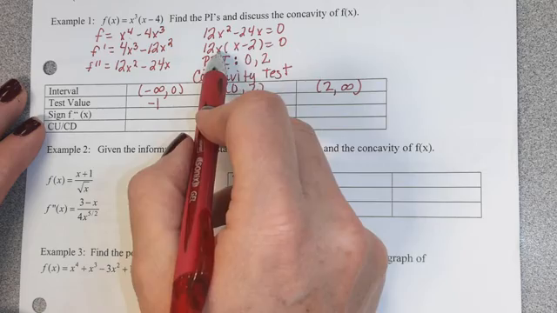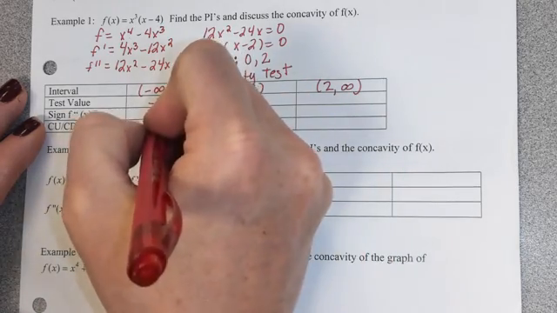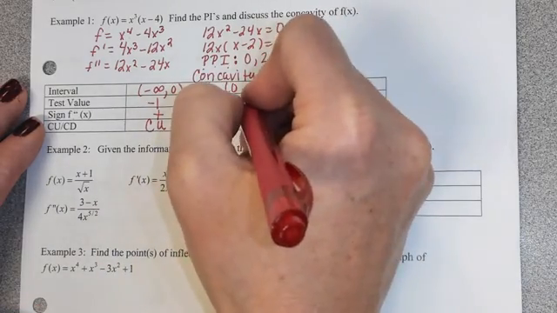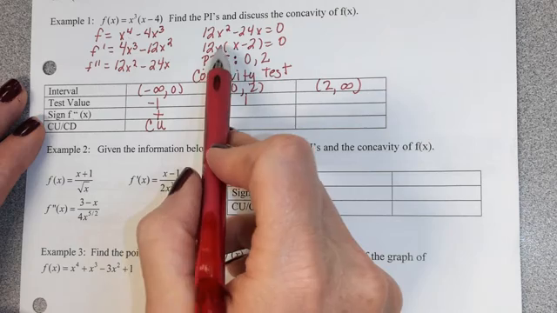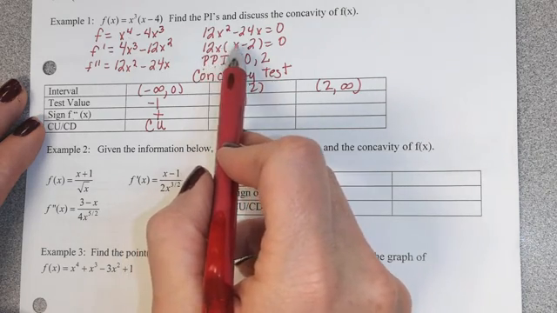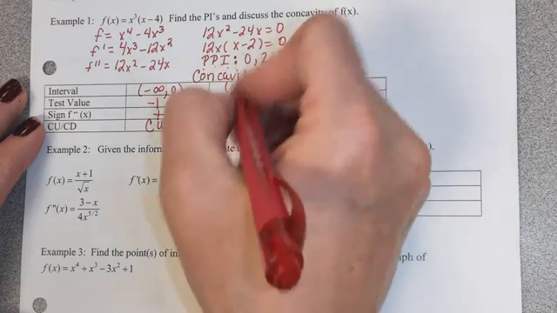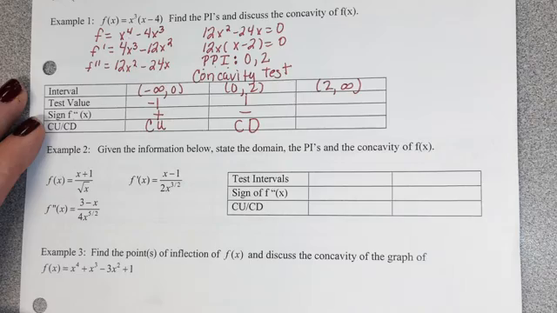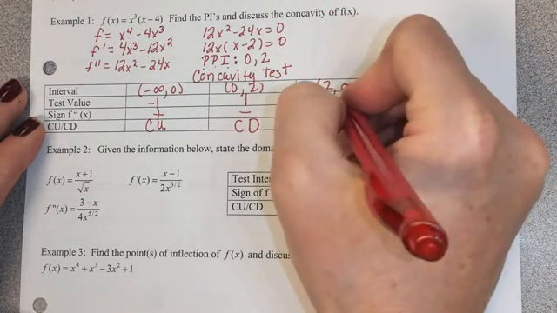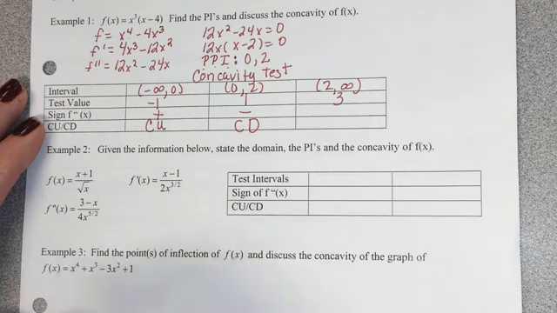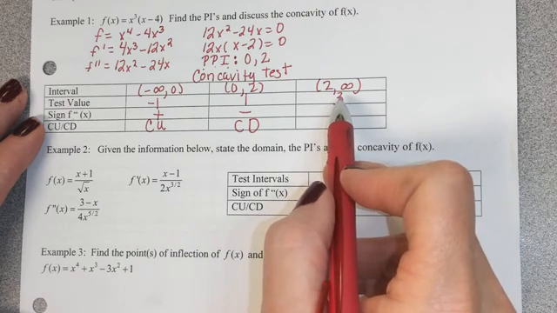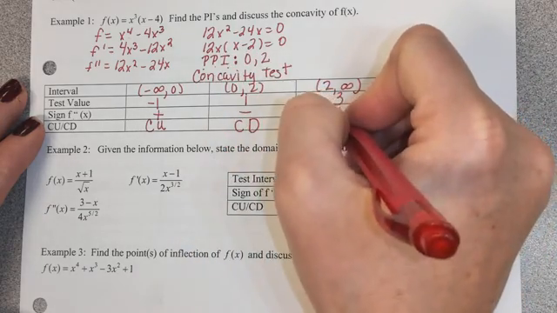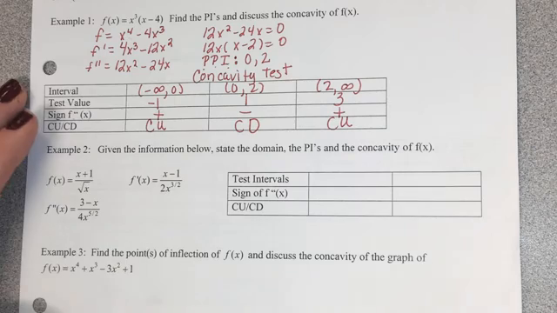So we plug -1 into the second derivative. Plugging it in here, I get a negative times a negative, so this is going to be a positive. So it's concave up. In this test interval, I can use 1. Plugging 1 into my second derivative, a positive times a negative is going to give me a negative, so I'm going to be concave down. Right here, I'm going to get the number 3. So when I plug this into my second derivative, I have a positive times a positive. That's going to be a positive. So we're going to have concave up.